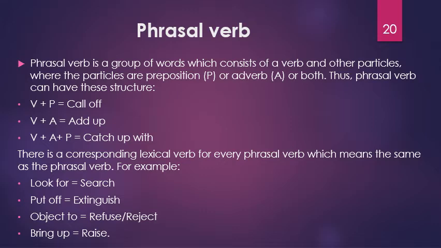A phrasal verb is a group of words which consist of a verb and other particles, where the particles are a preposition, P, or an adverb, A, or both. In essence, phrasal verbs can have these structures: V plus P, which is equal to call off; V plus A, which is equal to add up; V plus A plus P, which is equal to catch up with.